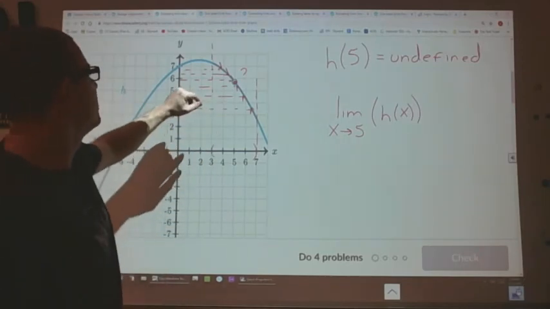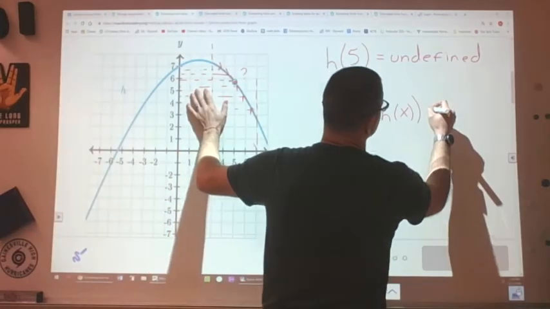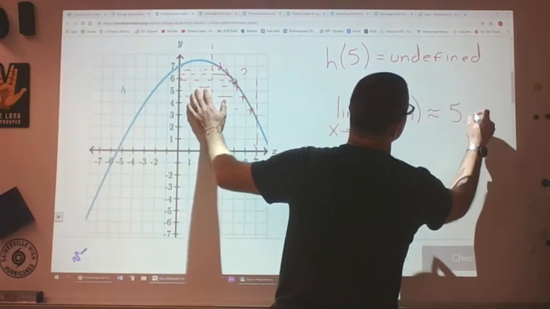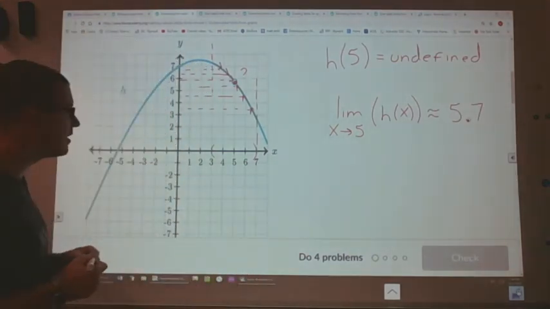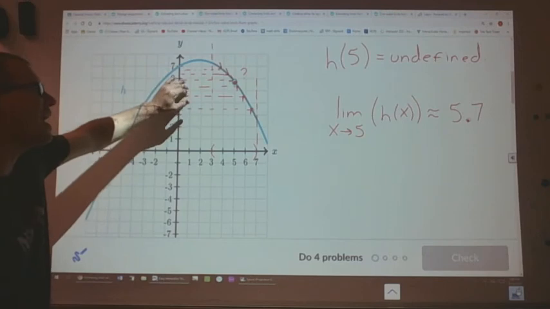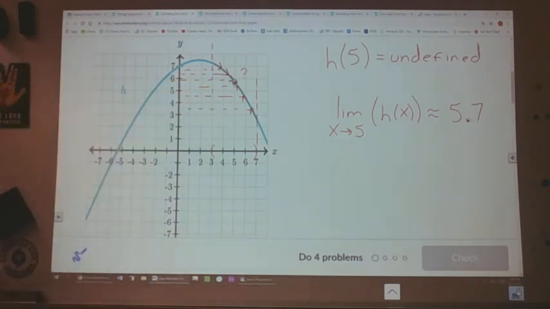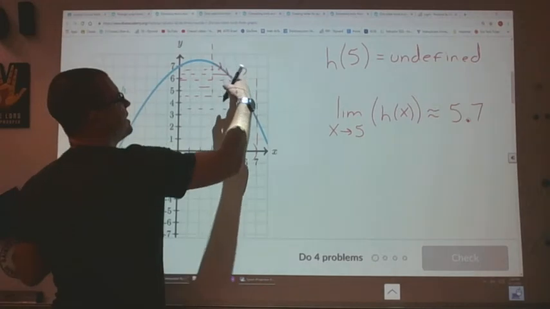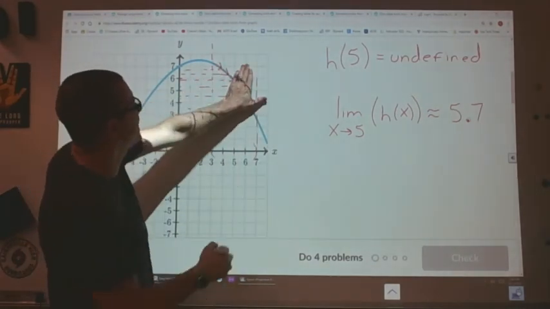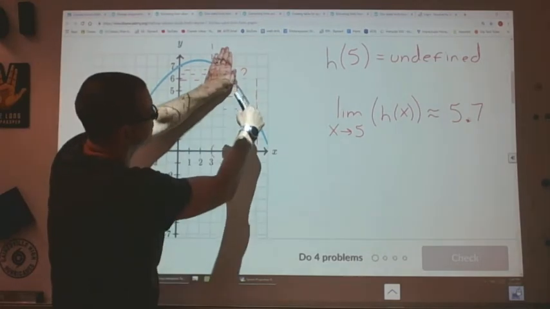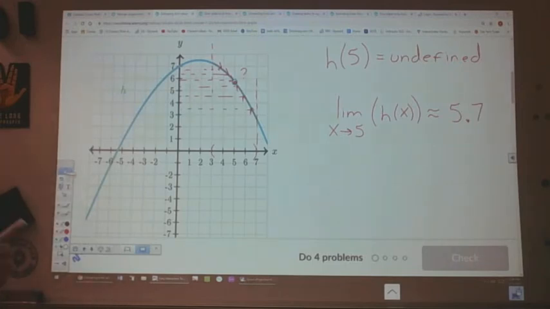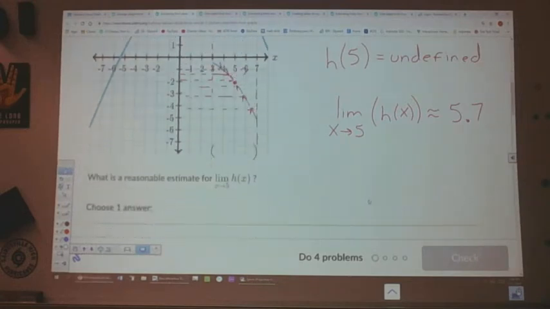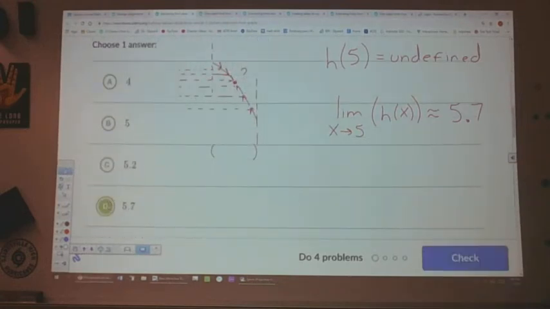So that value, which I'm going to estimate to be about 5.7-ish. It's an estimate. I don't have any algebraic values that I can plug in, so I just think it's a little bit more than half, about 5.7, based on what I see as I look at the graph from the left-hand side, kind of moving in towards that value, and as I look at the graph from the right-hand side, again, kind of moving in towards that value. 5.7 is the value that we should see at 5. That's actually one of the answers. Cool.